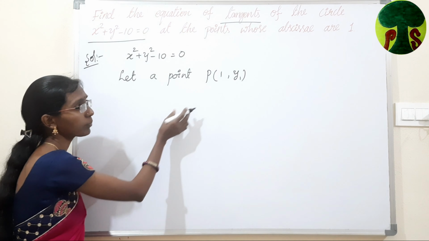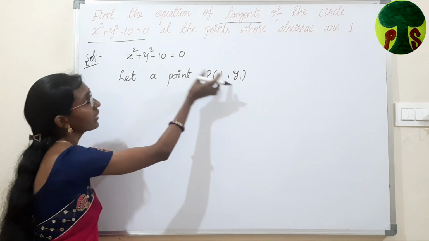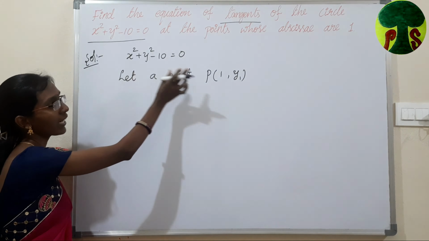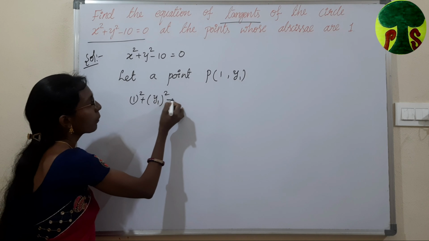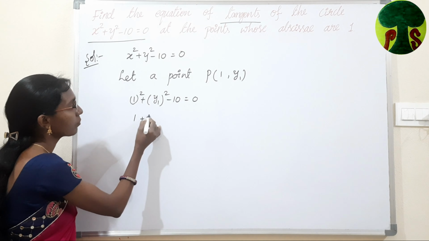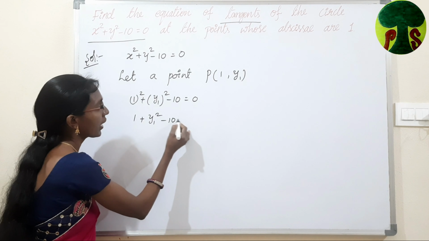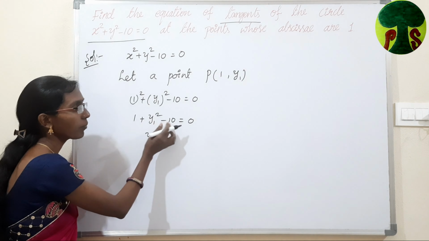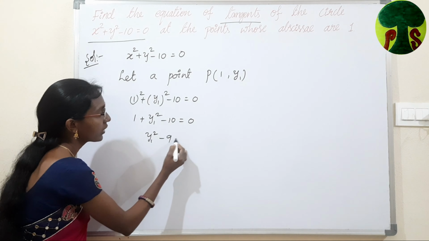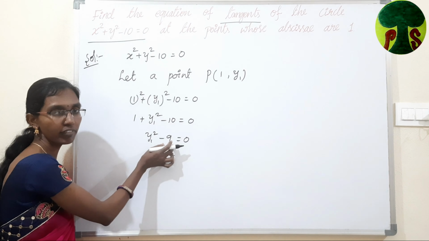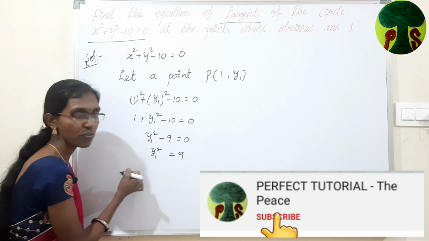So, we just need to substitute (1, y1) in the equation of the circle to get the value of y1. In the place of x, we need to write 1. So, 1 square plus y1 square minus 10 equals 0. 1 square is nothing but 1. So 1 plus y1 square minus 10 equals 0, and 1 minus 10 is minus 9. So y1 square minus 9 equals 0. From this y1 square equals minus 9, and when it goes to the RHS, that becomes plus 9.